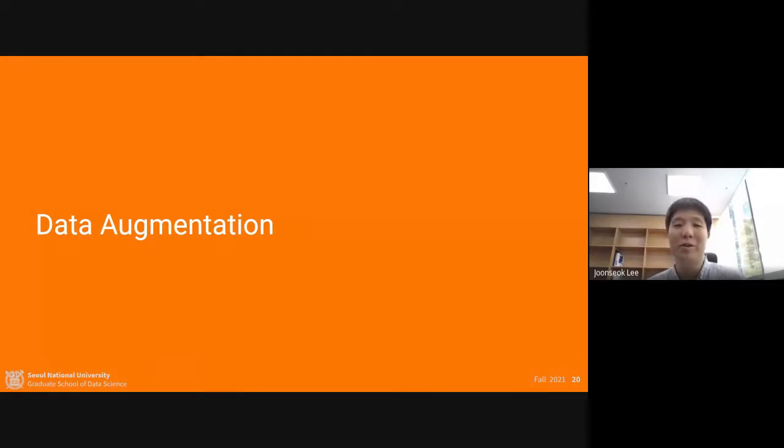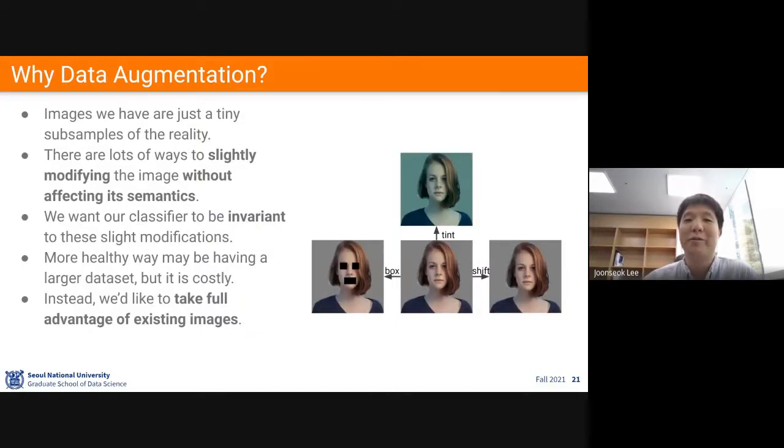Let's try to do this data augmentation part, which is easier to understand. What is data augmentation? The images we have are just tiny subsamples of reality, as I mentioned before. And there are lots of ways to slightly modify the image without affecting the semantics. You may remember this figure from the previous lecture. But see here, this one is actually very different from this image. But as a human, we see that these two are almost identical. The only difference is it was shifted by 1 pixel, but we cannot recognize that as a big difference.